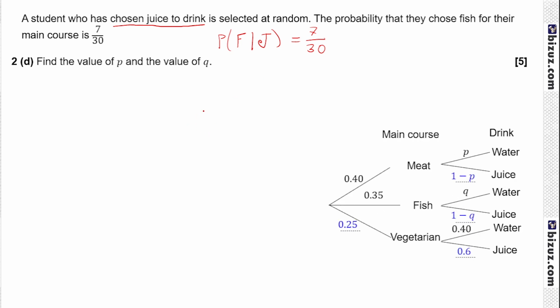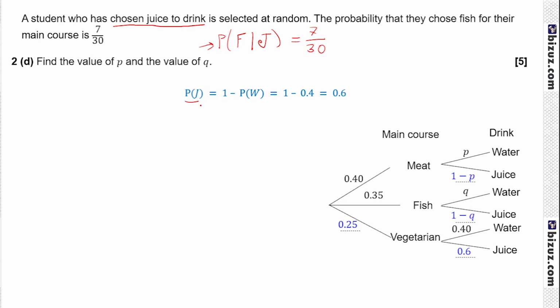Now, let's bring back our tree diagram before working on this. So this is what they've told us: the probability of F given J is equal to 7 by 30. And this is going to lead us to the solution if you use the conditional probability formula. Before trying to do that, we need to find a few things. First thing, we need the probability of J.